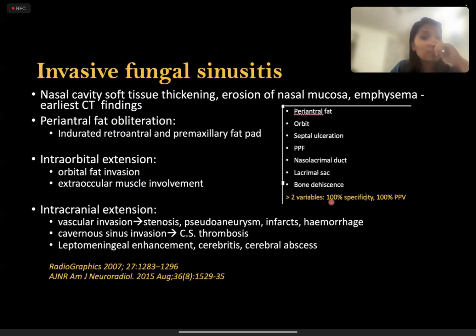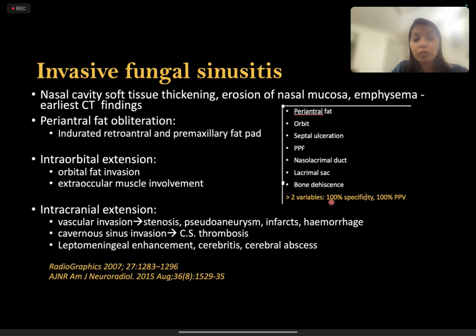So what are the findings on imaging? The nasal cavity soft tissue thickening, erosion of the nasal mucosa, and nasal emphysema are some of the earliest CT findings. So look at the nasal mucosa very carefully. The other pertinent findings are obliteration of the periantral fat, so the premaxillary fat pad and the retroantral fat pad. Look at these areas very carefully.